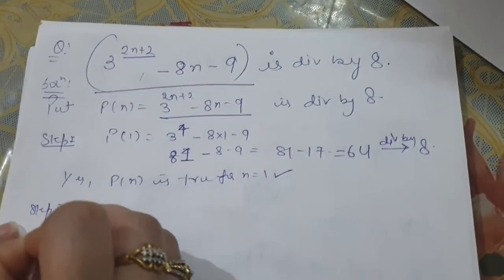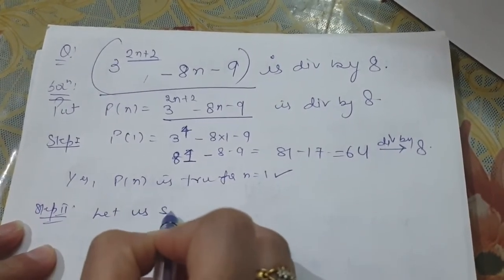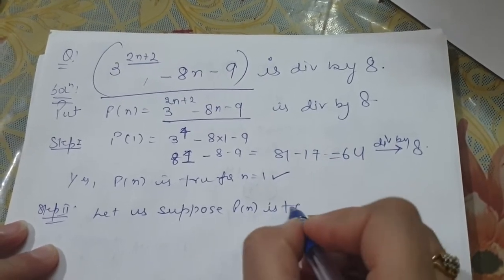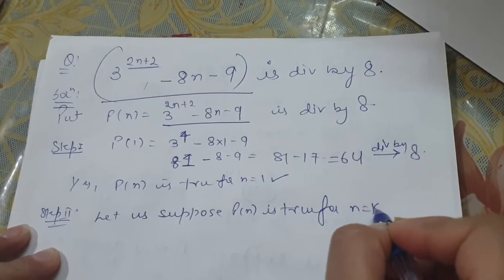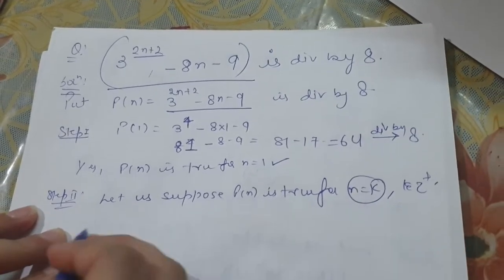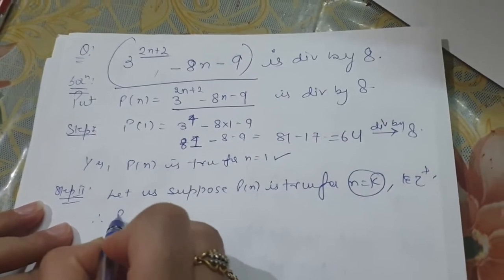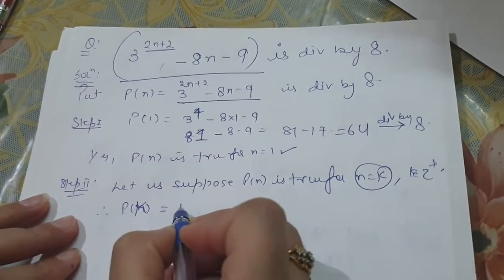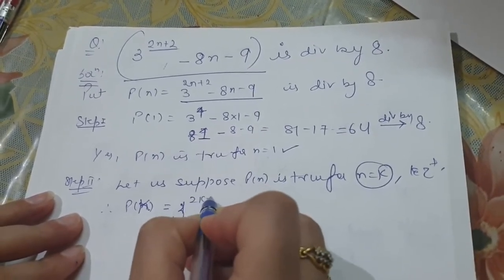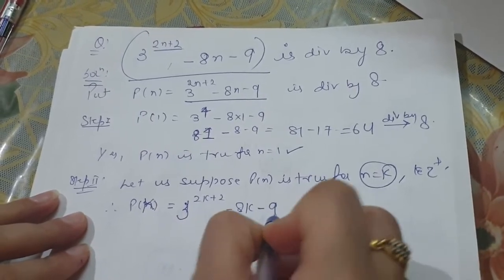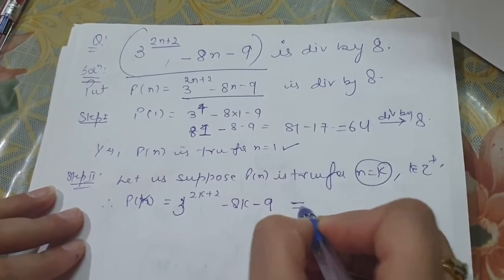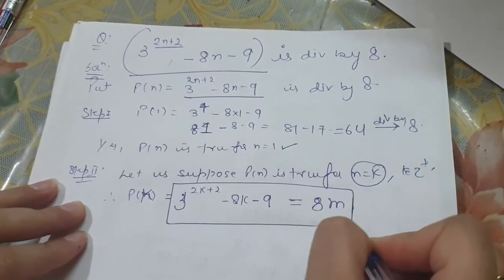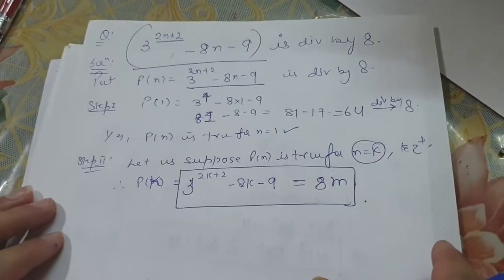Step 2. Let us suppose p of n is true for n equal to k, for k some positive integer or natural number. So therefore p of k, that is 3 raised to power 2k plus 2 minus 8k minus 9, equals 8m by the divisibility algorithm, or by the definition of divisibility.